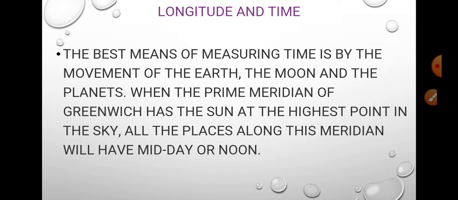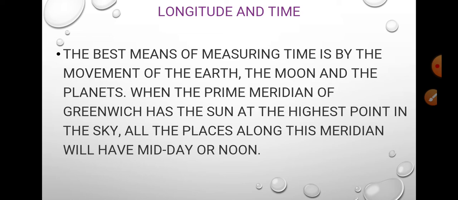The earth completes one rotation in 24 hours. In other words, we can say 360 degrees are covered in 24 hours. That means 1 hour is equal to 60 minutes. Therefore 1 degree is equal to 24 into 60 divided by 360, that means 4 minutes. In this way we can measure our time.